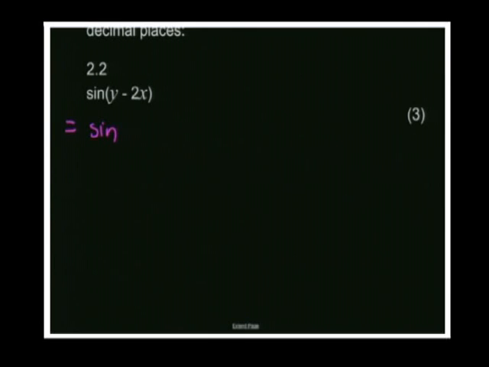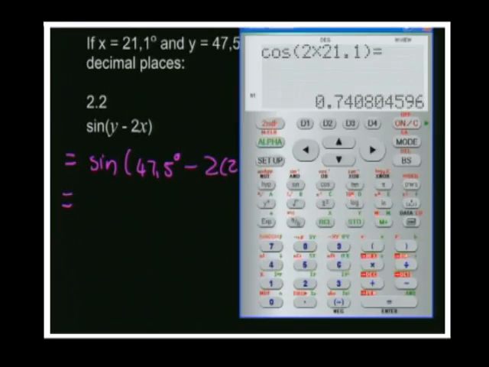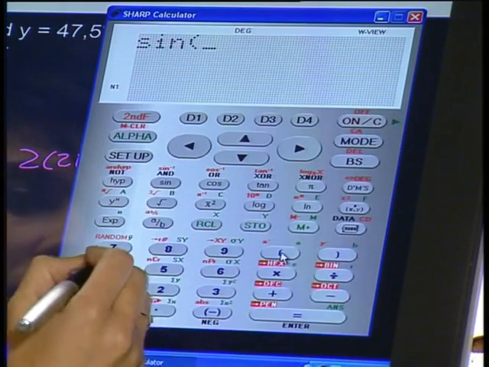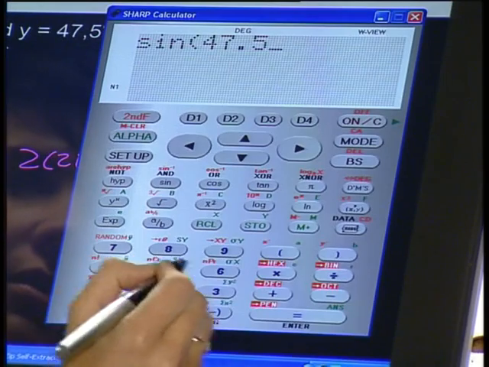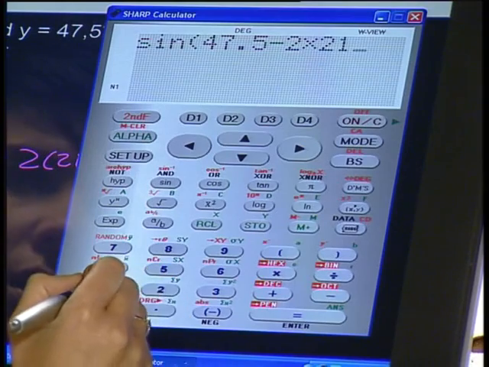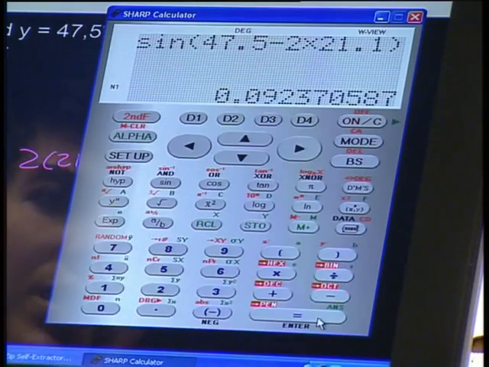Sine, and my y is 47.5 degrees, and my x is 21.1. As you wrote it down there, you will exactly type it in like that in your calculator. We have sine bracket 47.5 minus 2 times 21.1 and close the bracket and press your equal sign.